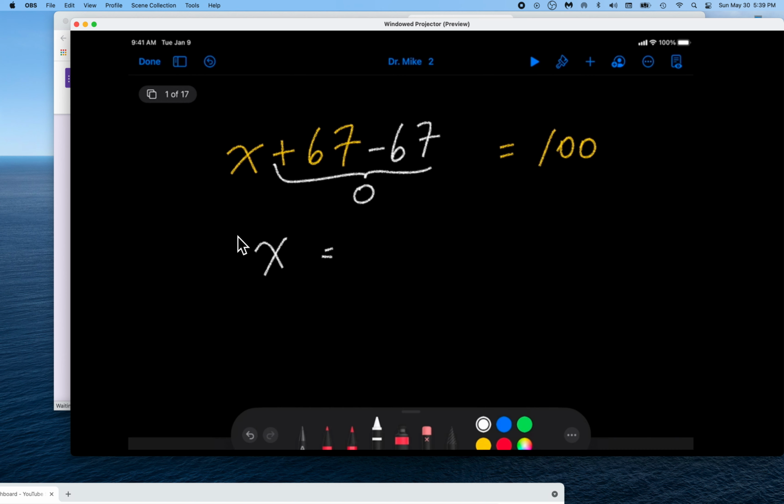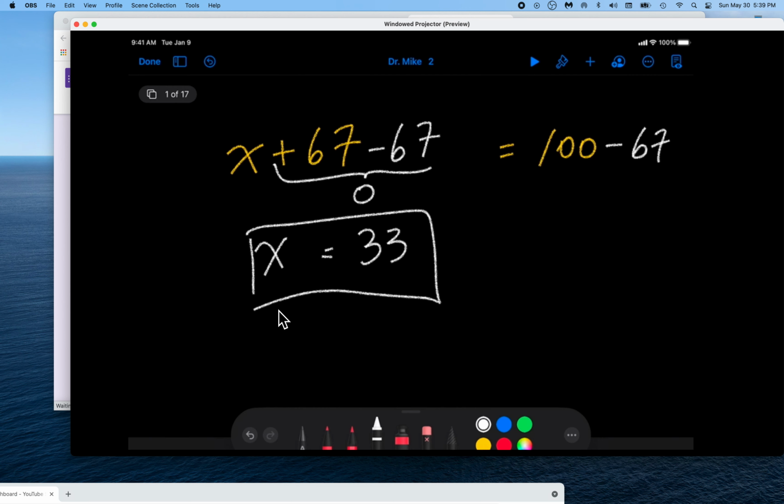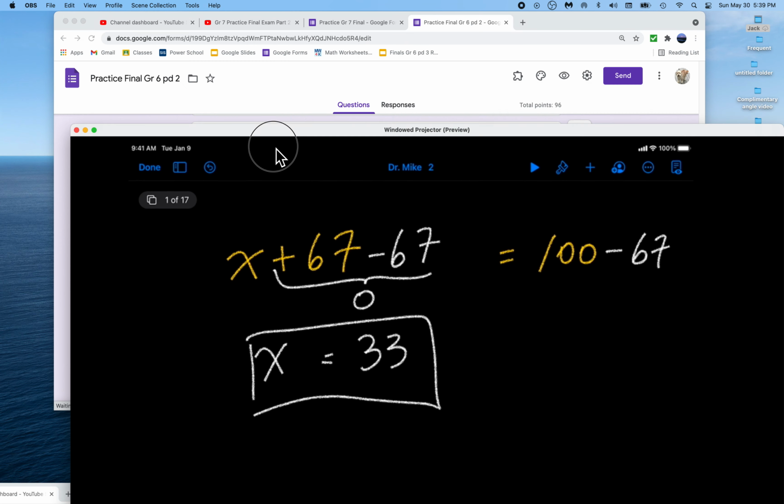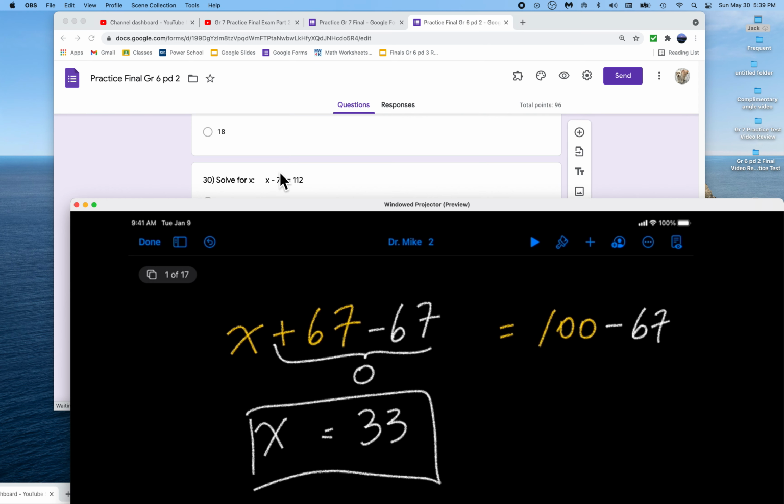However, we have to do the same thing to the other side of the equation. And that's because when we started out this problem, we had an equal sign. And if we come along and do minus 67 on this side, that equal sign would no longer be valid. So we have to do the same exact thing on the opposite side. So 100 minus 67 is going to end up being 33. And that is our final answer, x equals 33. Okay, let's move on.